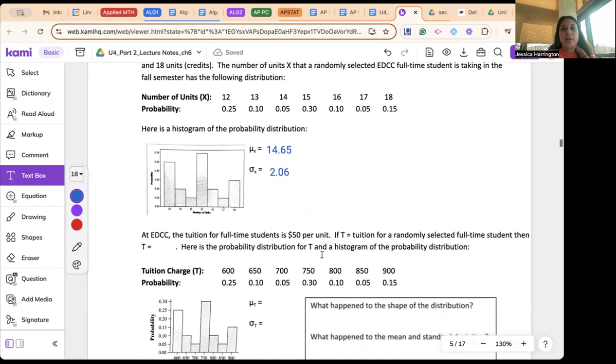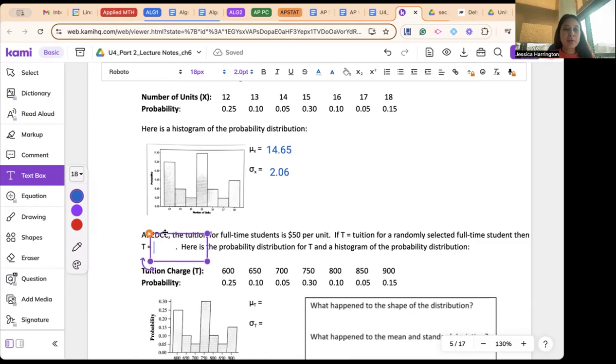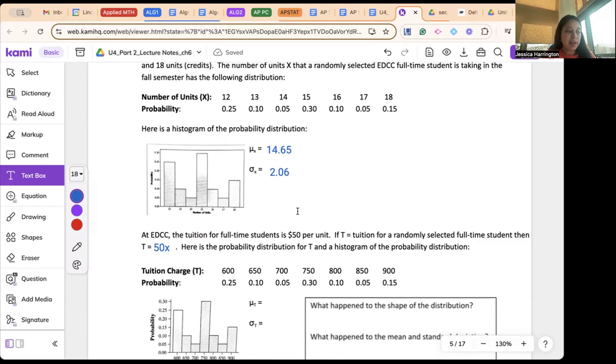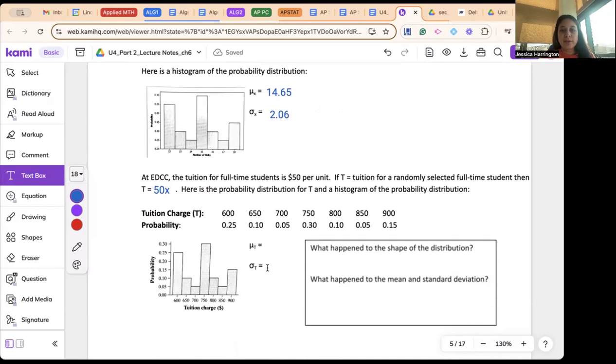So what does this mean? That means on average, they're taking 14.65 units or credits in the fall semester. The next one says at EDCC, the tuition for full-time students is $50 per unit. It's pretty cheap, right? If tuition is T for a randomly selected full-time student, then they want us to put the formula. Basically to find the tuition, I would take $50 and multiply it by how many credits they have, so 50x. Here is the probability distribution for T, the tuition, and then the histogram.